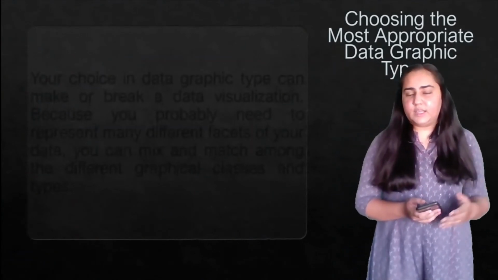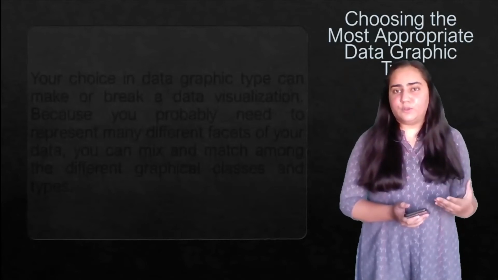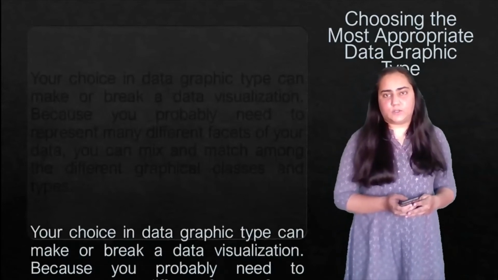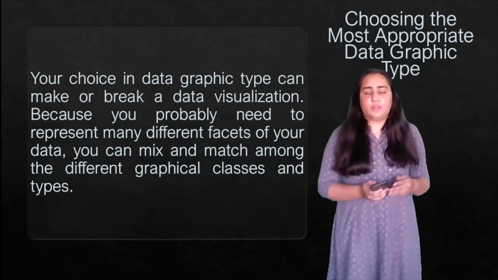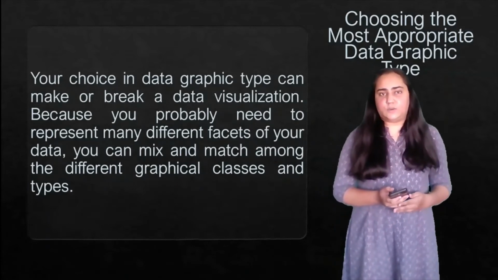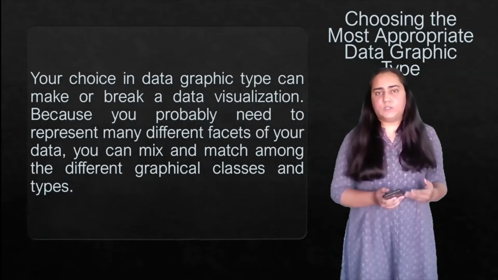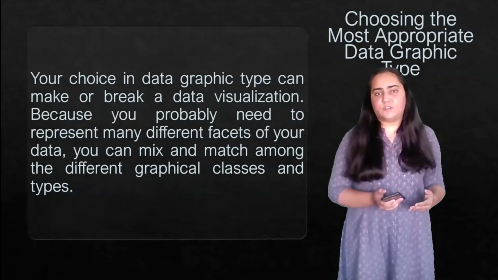Now, the next thing is choosing the most appropriate data graphic type. So you know now whether or not to add context to your data visualization, and how to add context. Now we are going to see what could be the most appropriate data graphic type for your kind of visualization. Your choice in data graphic type can make or break a data visualization, because you probably need to represent many different facets of your data.